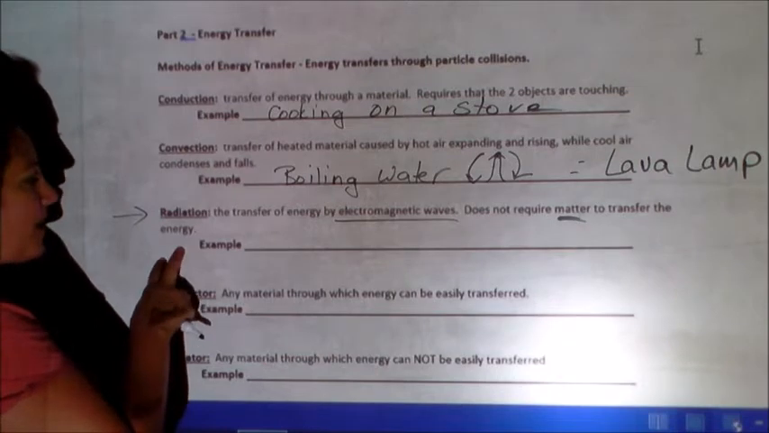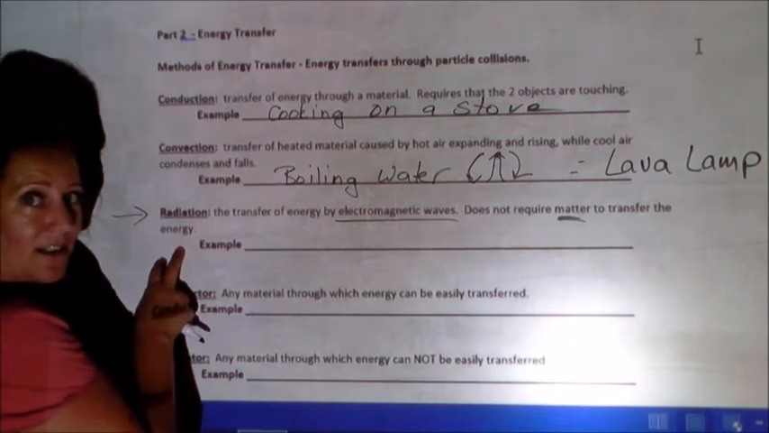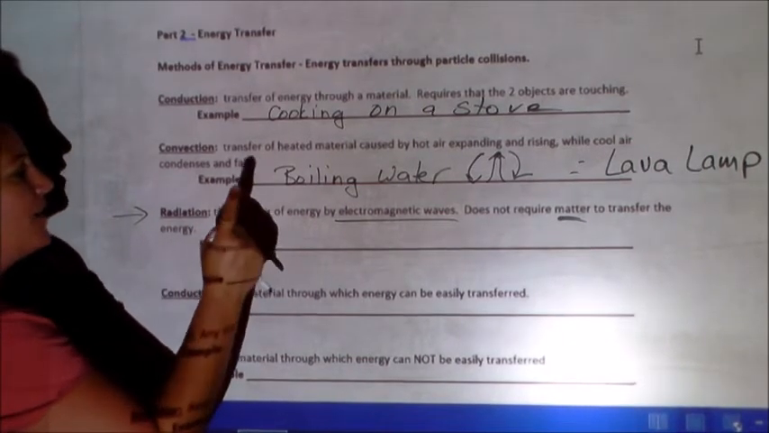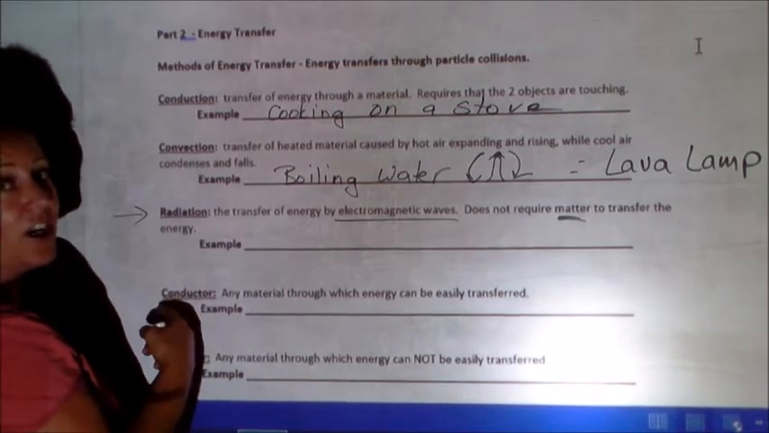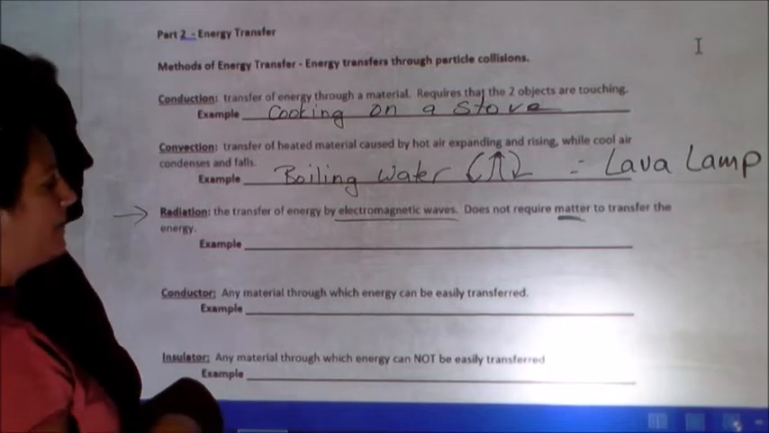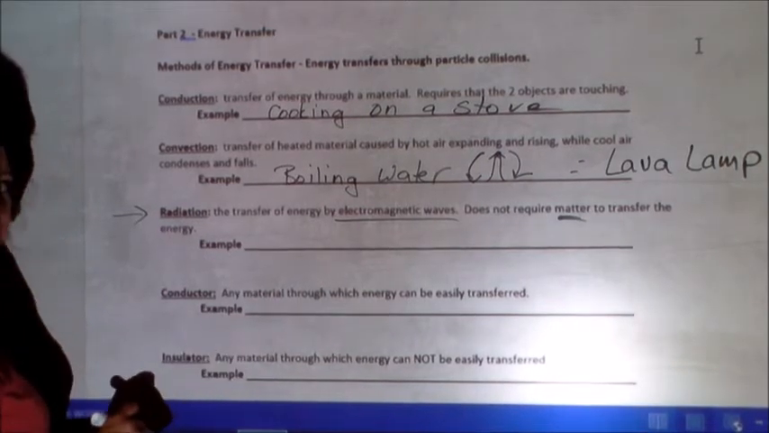In order to demonstrate this, we're going to be building solar ovens, and you are going to take the energy from the sun and you are going to transfer it into something you're going to cook in your ovens, like cookies. Okay? I'll show you that in a minute.